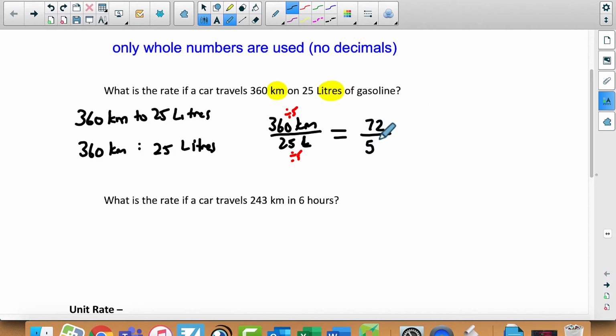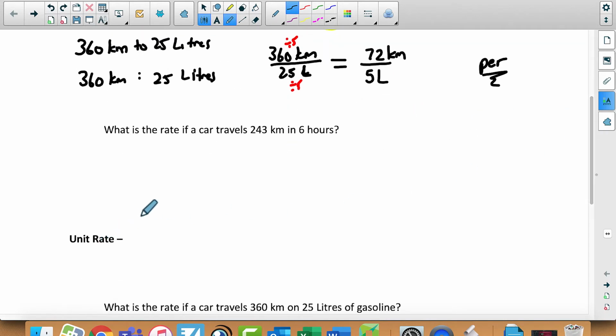But wait a minute. With a rate, you actually do need to include the units. With a ratio, you didn't, because remember, the units were the same. They canceled out. You can't cancel out kilometers and liters because they're different. So it's 72 kilometers and 5 liters. That's your rate. The rate is 72 kilometers to 5 liters, or 72 kilometers per 5 liters. We often use the word per when we are talking about a rate. Now that might look a little funny to you, 72 kilometers to 5 liters. That's because we're going to talk in a second about this idea of a unit rate. So let's just sit with that for a second and we'll get back to it.